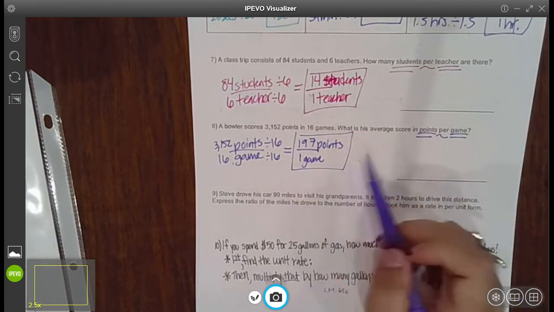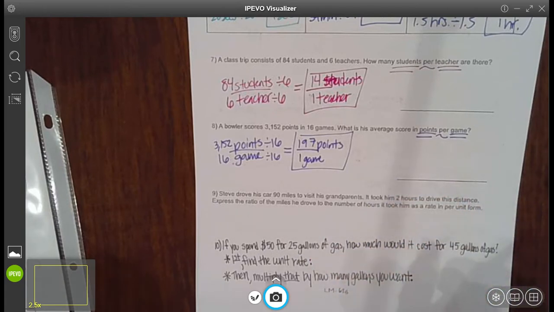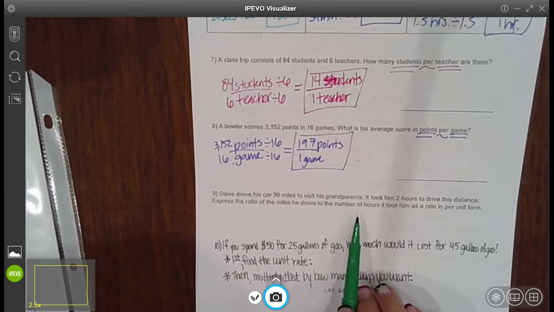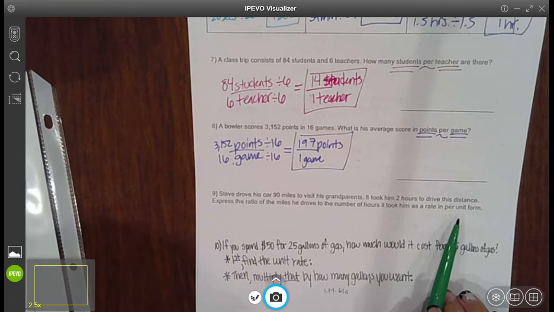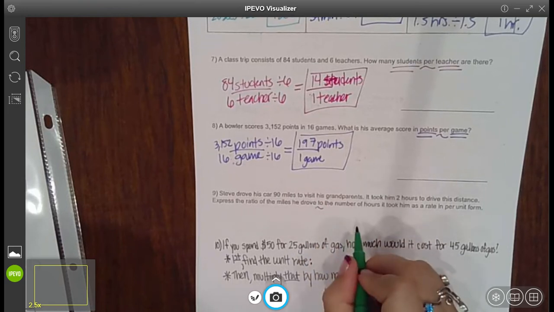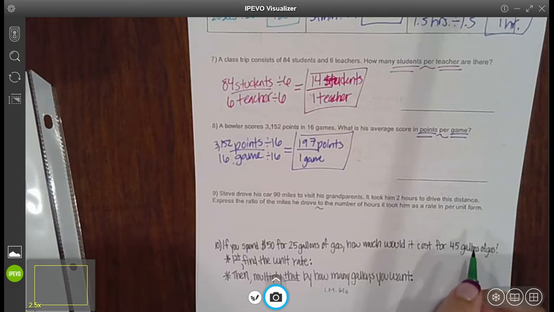Now I said that that was the last problem, and you're like, wait, there's one more. Well, because I want to expand upon this problem. Okay. So for this one, it says Steve drove his car 90 miles to visit his grandparents. It took him 2 hours to drive this distance. Express the ratio of miles he drove to the number of hours it took him as a rate in per unit form. It's a fancy way of saying find the unit rate again.